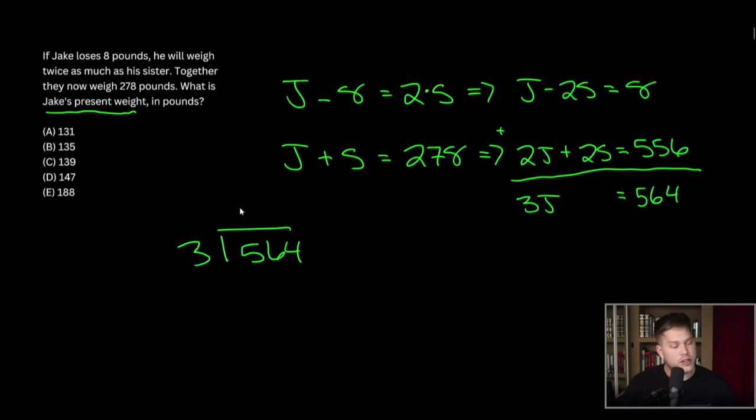3 goes into 5 one time with 2 left over. 3 goes into 26 8 times with 2 left over. And 3 goes into 24 8 times evenly. So Jake's weight is 188 pounds at this present moment.